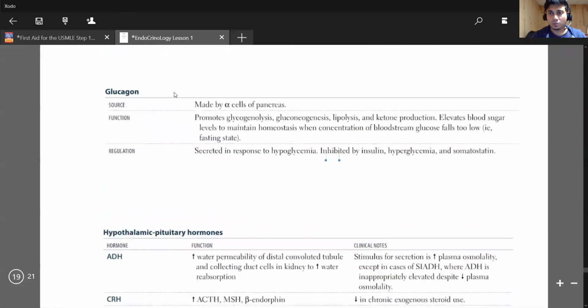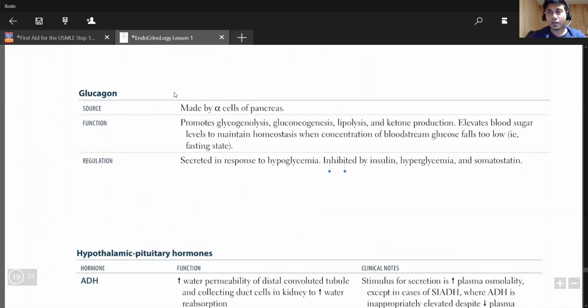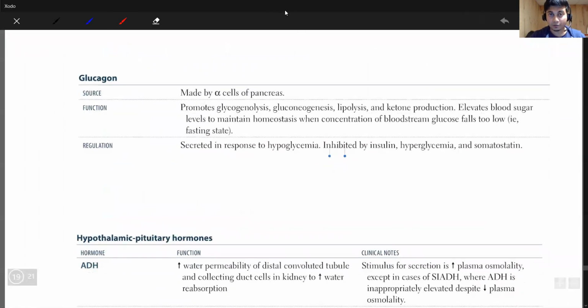Next is the other hormone, glucagon. Glucagon is released from the alpha cell of your pancreatic islet, and it works almost opposite to insulin. It causes glycogenolysis, meaning glycogen is broken down, and when glycogen is broken down it releases glucose. It causes gluconeogenesis, meaning more and more glucose is produced. It causes lipolysis and ketone body production. That means whatever insulin does, it does the opposite.